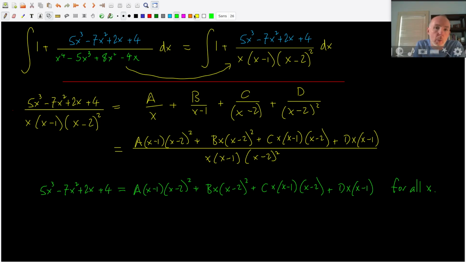All right, so just equating the numerators here. For all values of x, we need this to be true. The numerator here is equal to the numerator here. And we can choose some simple values to make progress. So just like before, we could choose x equals 0.